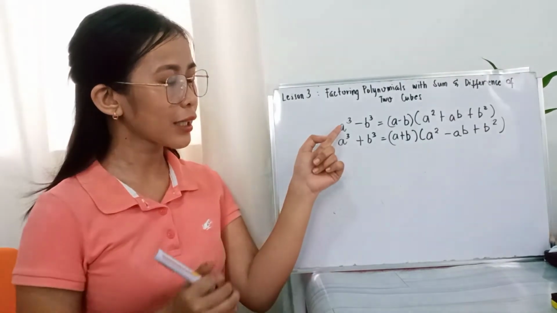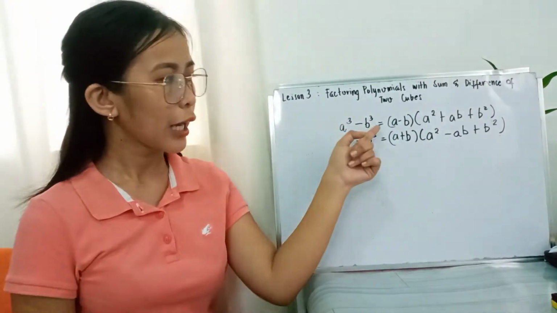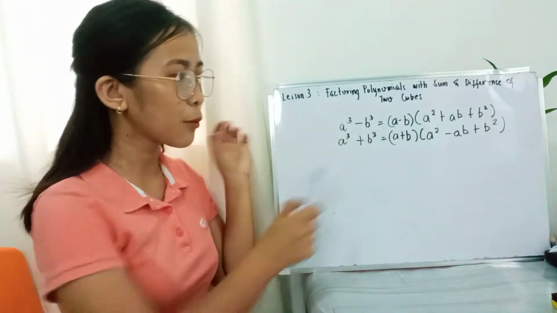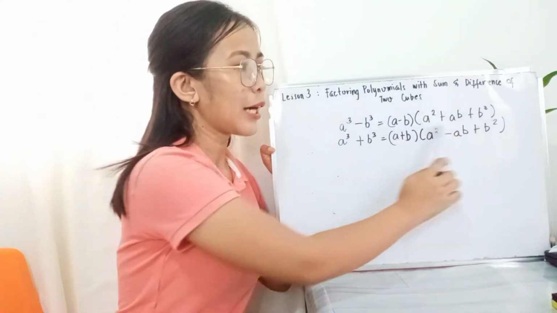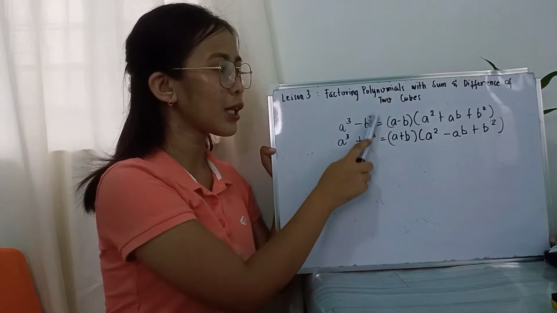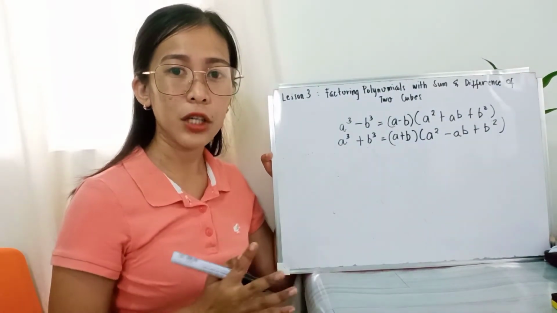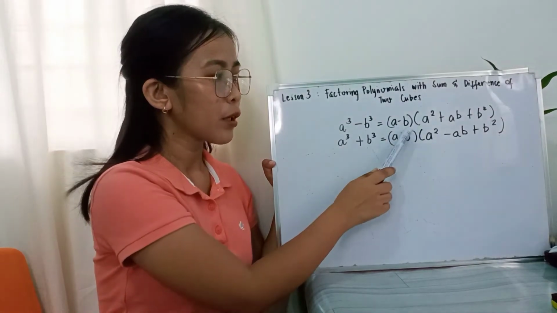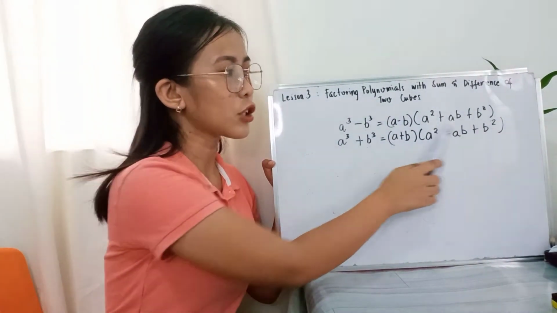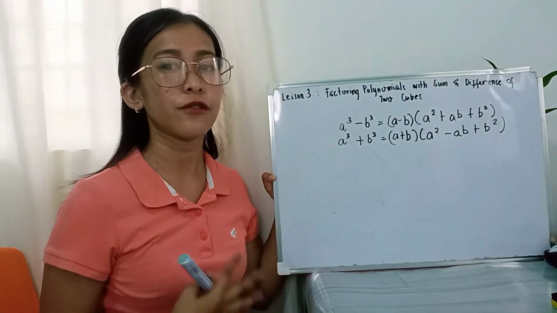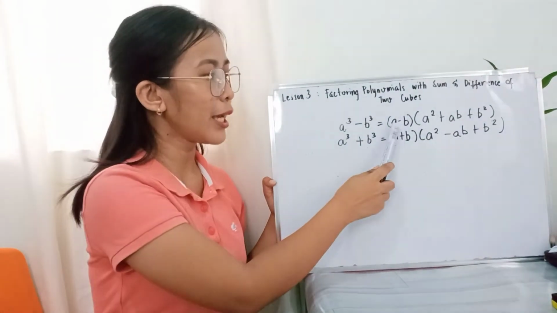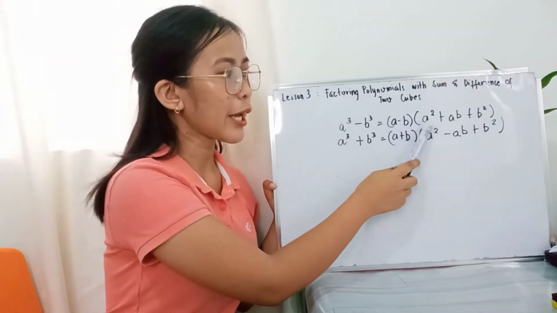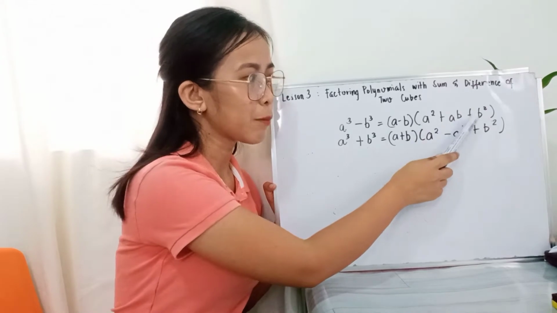So, ang pattern ng ating difference of two cubes, ito yung pinaka-factored form niya. Definitely, ganito yung magiging itsura nung kailangan nating i-factor, and kailangan nating makuha itong binomial and the trinomial na factored form. So, we have a minus b times a squared plus ab plus b squared.